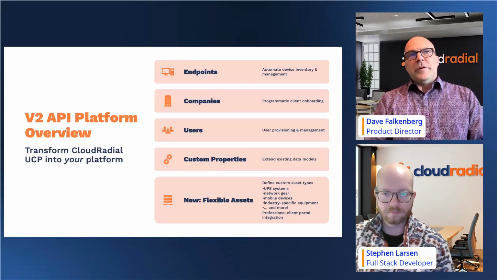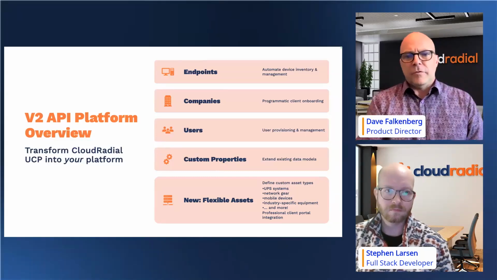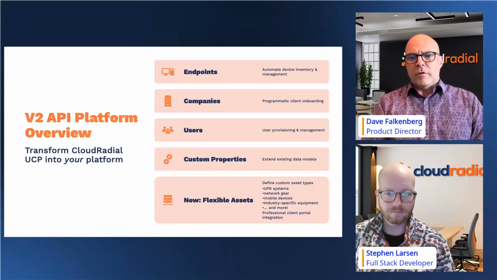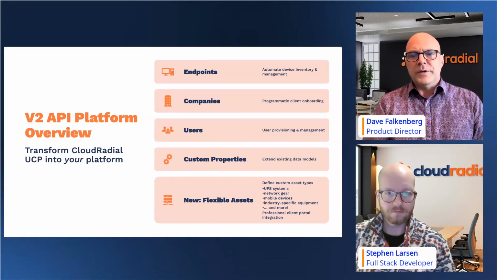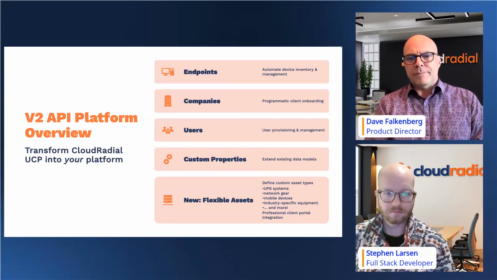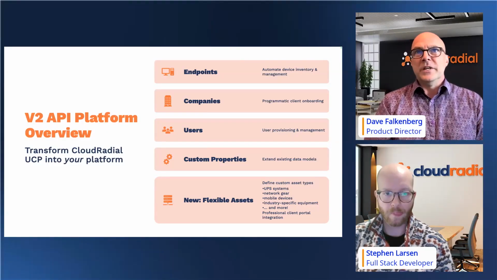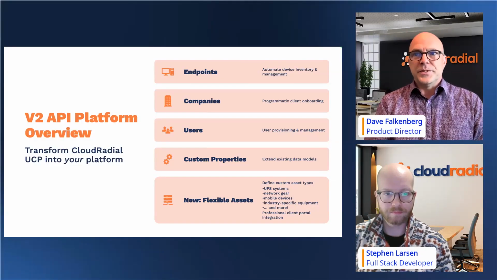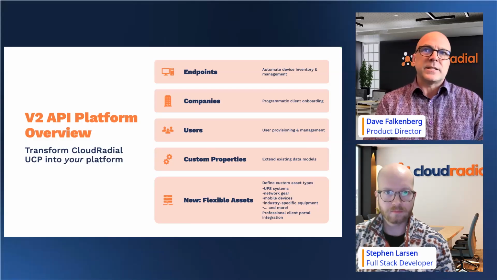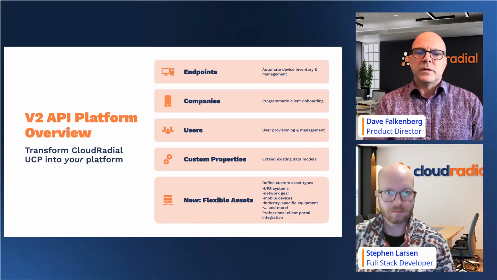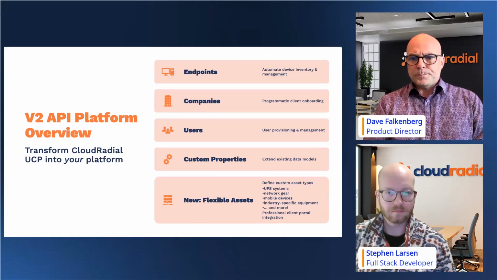Let me give you a quick overview of what's available in the V2 platform. For the core platform, we've opened up the API, and you can automate endpoint management. You can sync device inventory from RMM or other tools. You can update status information and manage custom properties. On the screen here, we're showing endpoints, companies, users, and the custom properties, but you can access courses and content and other items as well.